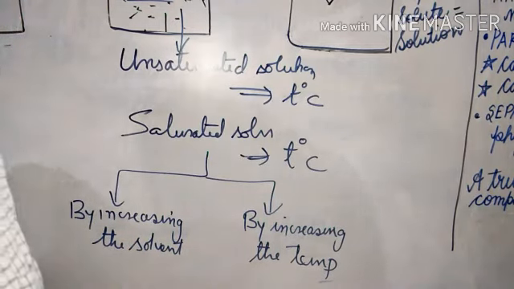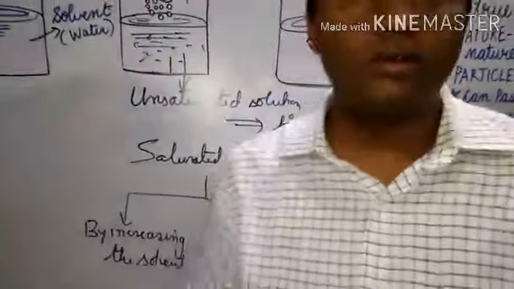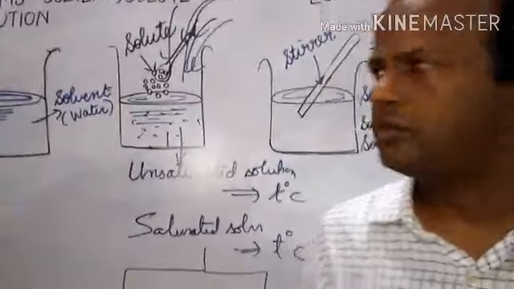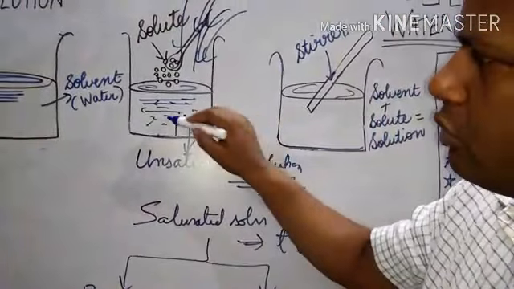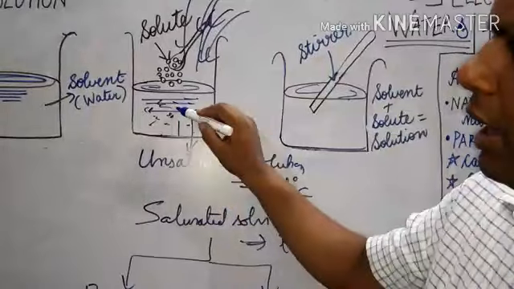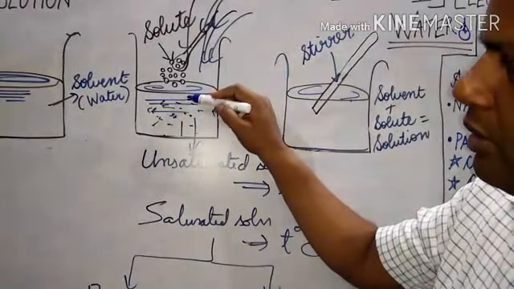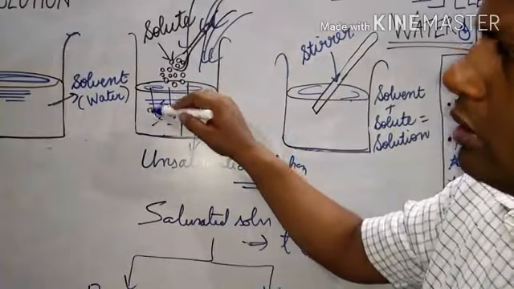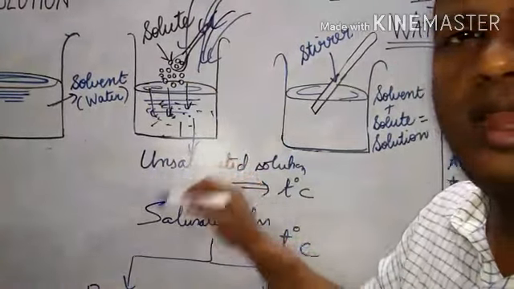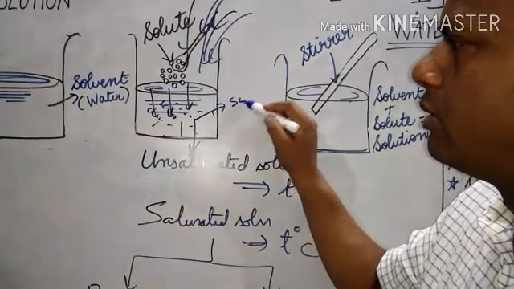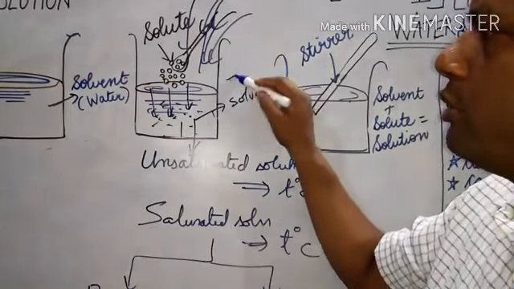Now, you have obtained a saturated solution. If you increase the solvent, it's obvious it will become unsaturated. But what happens when you increase the temperature? What is basically happening in the process of dissolution? These are the solvent particles, listen carefully, and solute is being added and stirred. The solute particles occupy the intermolecular spaces of the solvent.